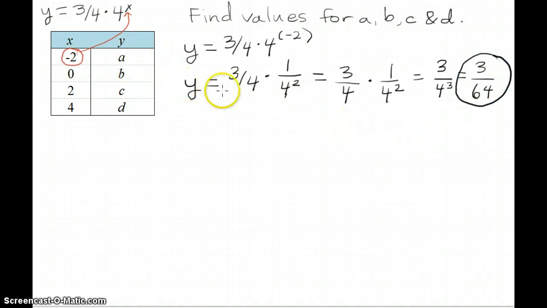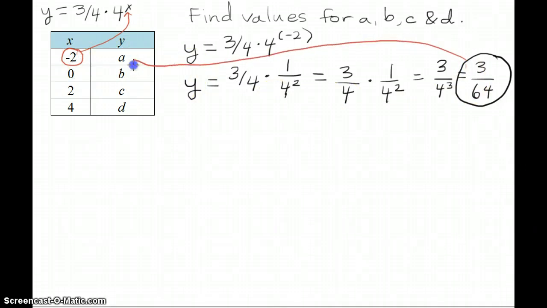So this tells us what A equals in this chart. Let's do the next example, and then I'll let you try the following two. Now we're going to take 0 and plug it in to our x value here to get the answer for B.